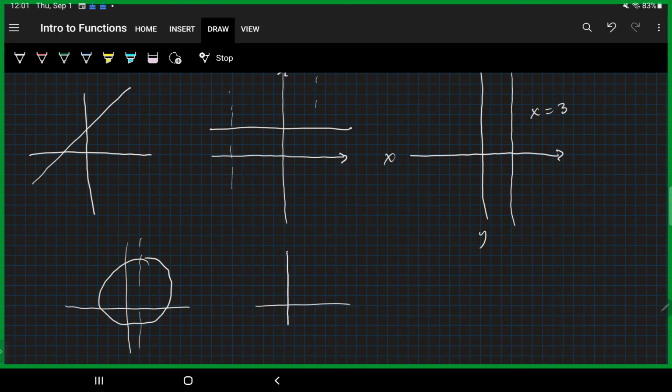Some other goofy curves, you might see things that look like this. And yeah, that fails the vertical line test. And in the next lesson, we're going to talk a little bit more about graphing functions.